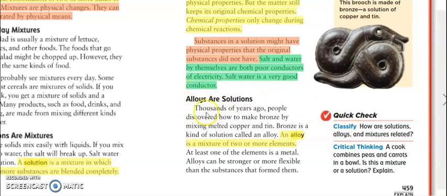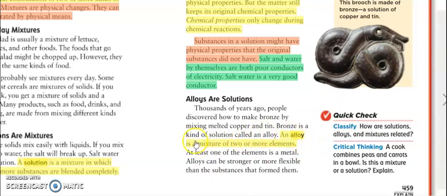Okay, guys, right now we want to talk about alloys. Thousands of years ago, people discovered how to make bronze by melting and mixing copper and tin. When we are mixing, that means it is a mixture. And we studied before that solutions are mixtures. So right now we conclude that alloys are solid solutions. This is an example of bronze, a solution of copper and tin mixed together. So bronze is a kind of solution called an alloy.